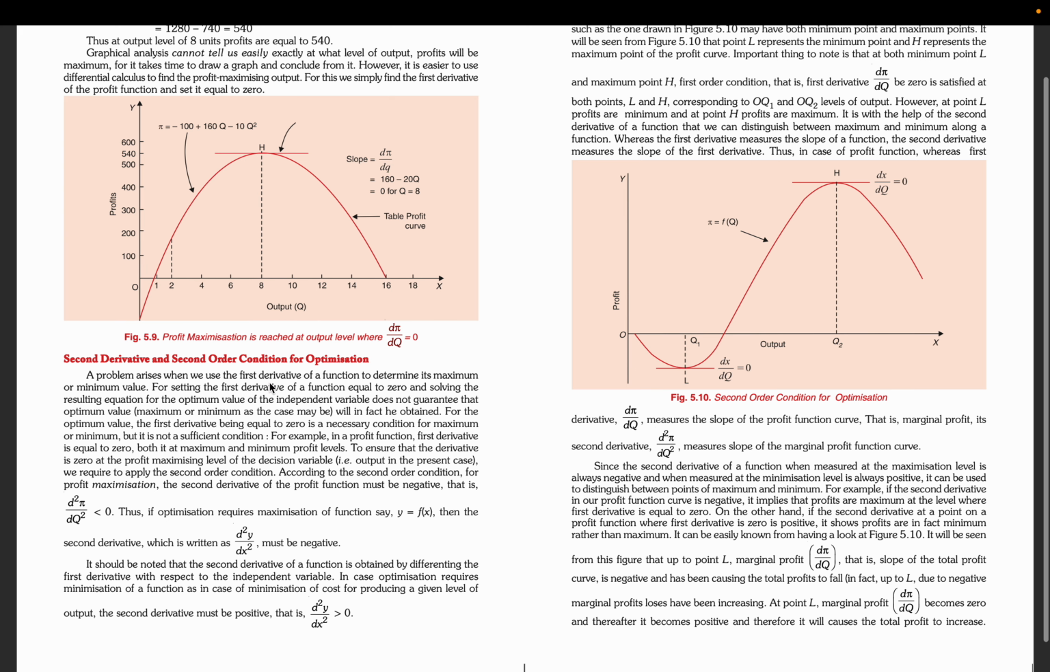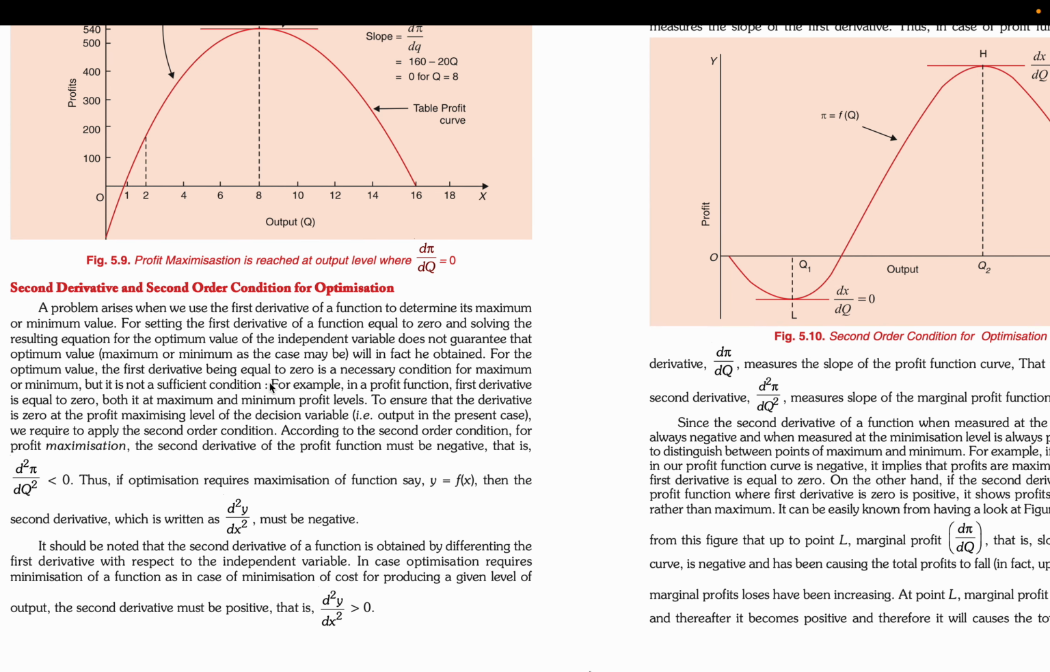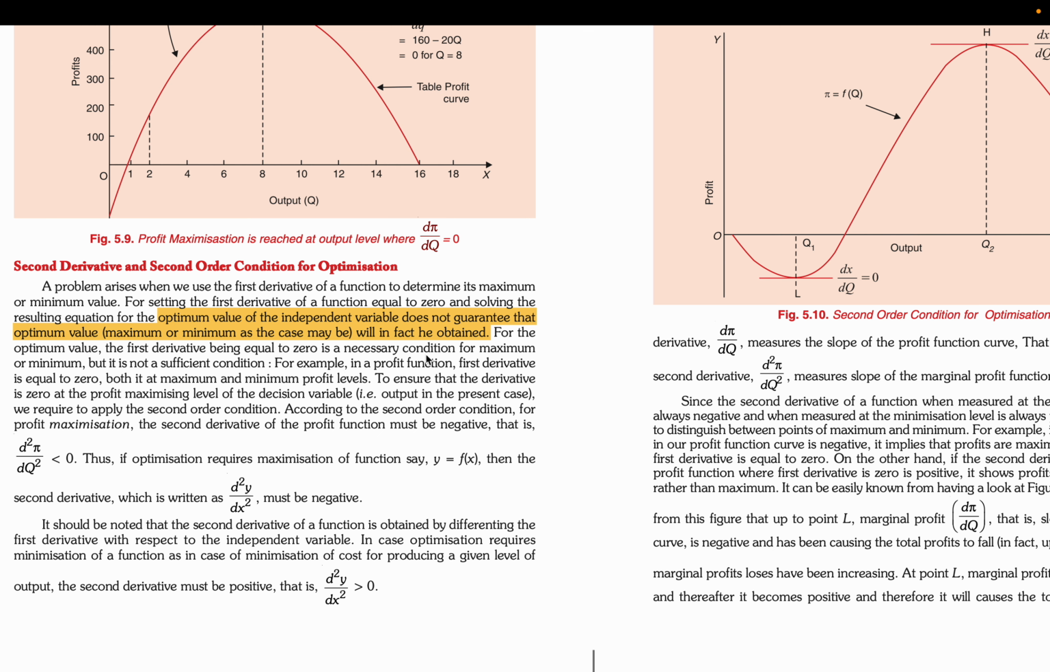Second derivative and second order condition for optimization. A problem arises when we use the first derivative of a function to determine its maximum and minimum value. For setting the first derivative of a function equal to 0 and solving the resulting equation for the optimum value of the independent variable does not guarantee that the optimum value will in fact be obtained. For the optimum value, the first derivative being equal to 0 is a necessary condition for maximum and minimum, but it's not a sufficient condition.